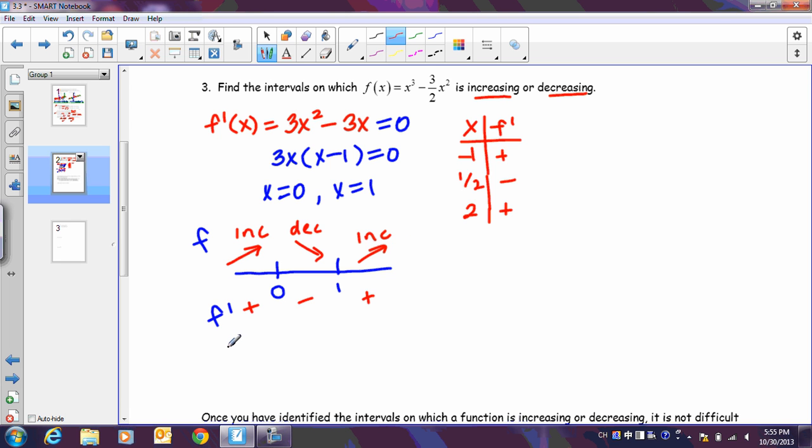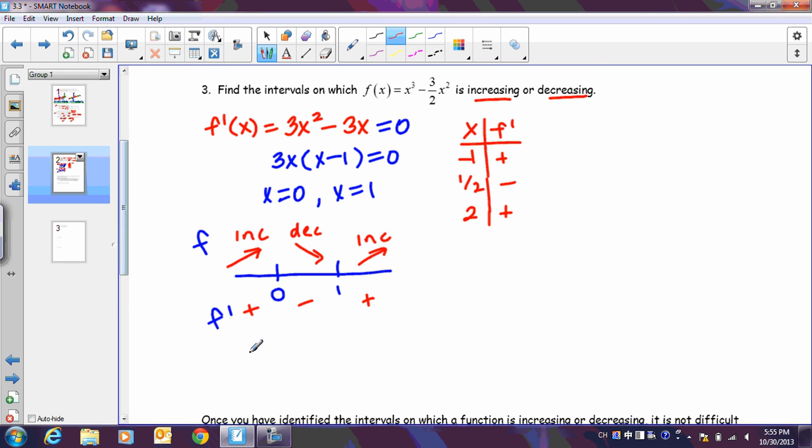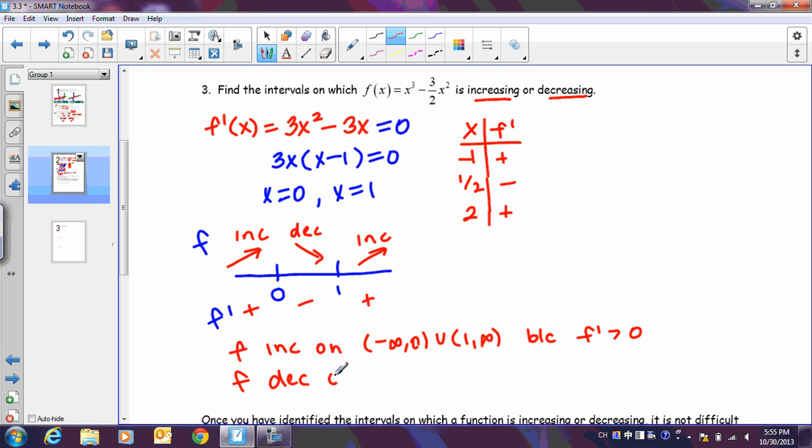And so the way we're going to write our answer is we're going to say f is increasing on the interval. We just follow our number line here. Negative infinity, we stop at 0. Looks like we pick back up, increasing from 1 to infinity. And we're going to write a justification. We're going to say because f prime is positive. Likewise, f is decreasing on the interval 0, 1 because f prime is negative.